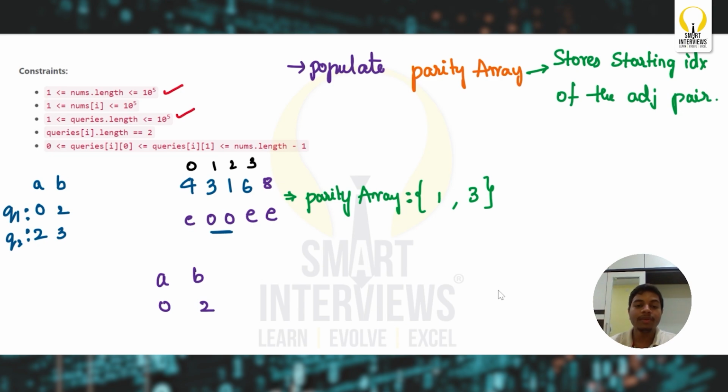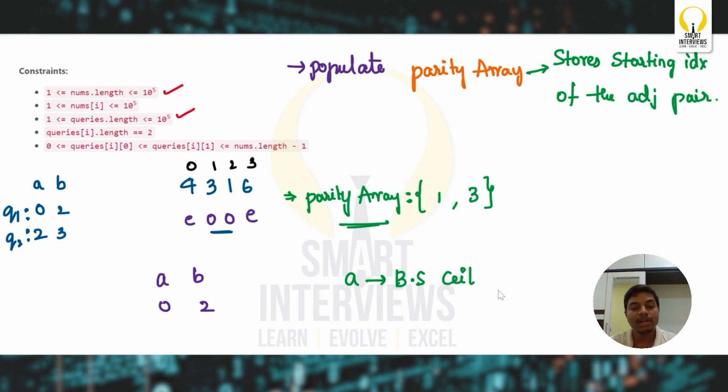So by default it is sorted. As the parity array is sorted and I want an element between A comma B, can I simply use binary search? Yes, more specifically, binary search ceil and binary search floor. Making sense, right? For A, I need the smallest element which is just greater than or equal to A. Can I simply call binary search ceil on A? Yes. So for A, I'm going to call binary search ceil.